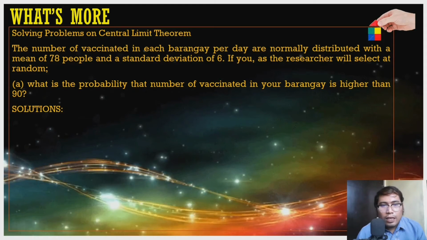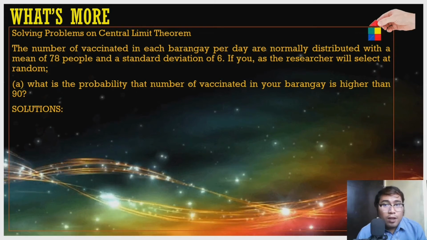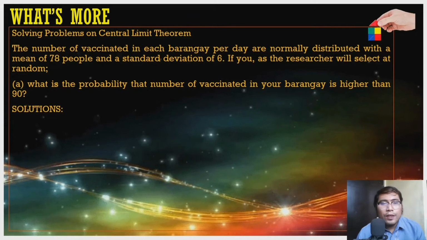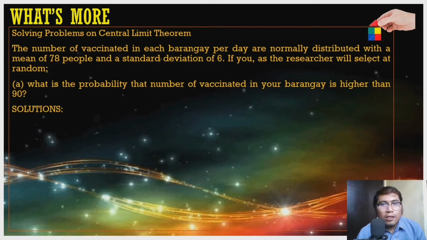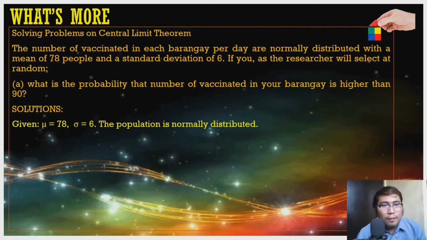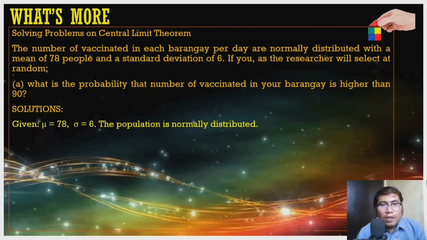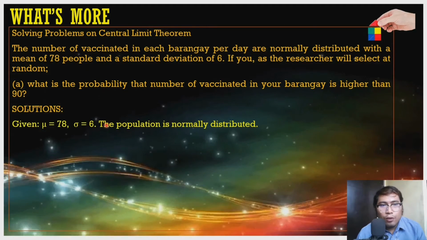First, get the givens. What are the givens in the problem? We have a mean of 78 people and a standard deviation of 6, and it is also stated that the population is normally distributed. Using these givens, we are going to solve letter A.